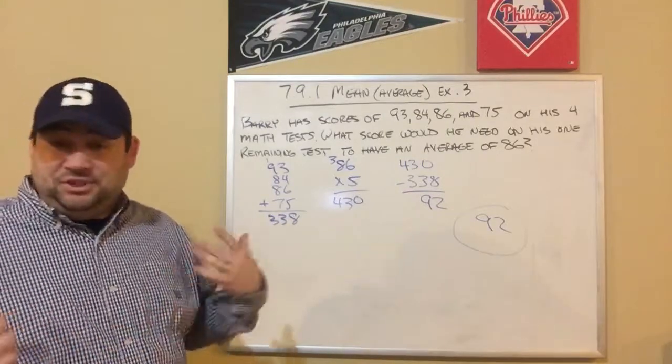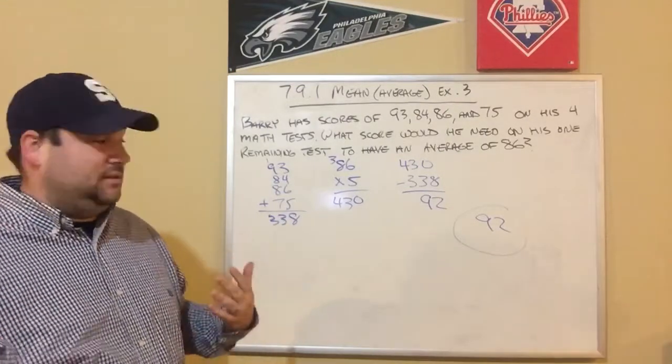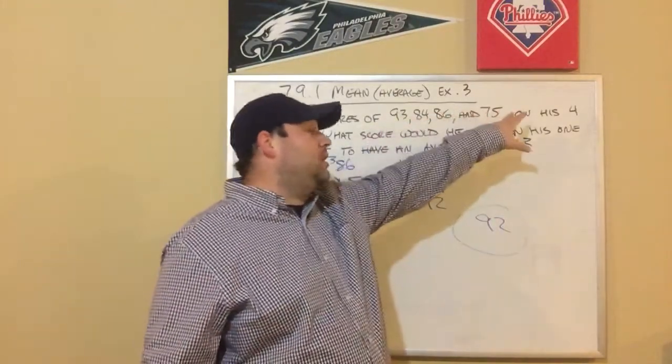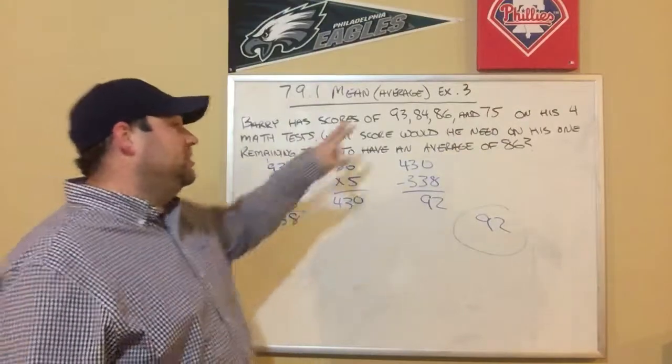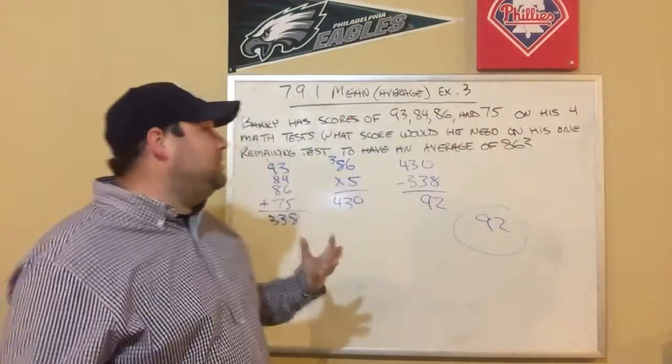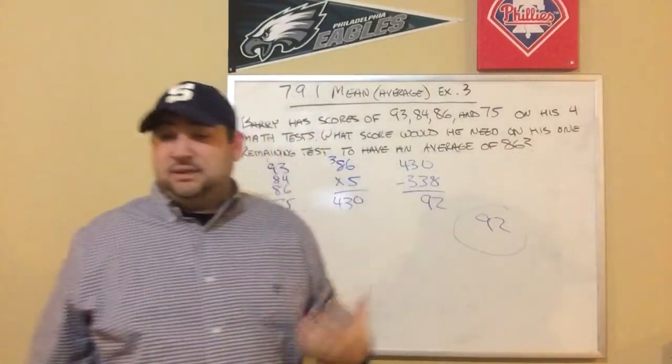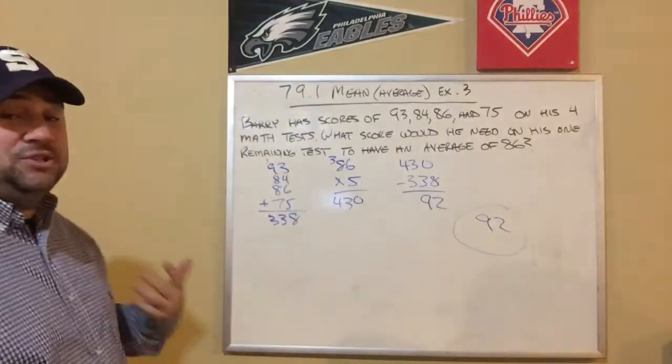And you could double check yourself to make sure you're right very easily. You could take the 92 that you got as your answer, add it to the 4 test scores you already had, and then when you get those 5, divide by 5, and you should get 86. So an easy way to check yourself to make sure you are right.